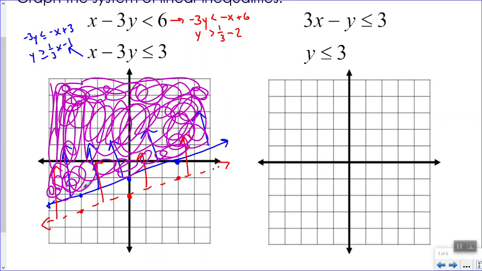So when we're dealing with inequalities, parallel lines doesn't necessarily mean no solution. It could if there's no overlap between the shaded regions, but in this case we do have some overlap. Go ahead and pause the video, see if you can graph the second system of inequalities.